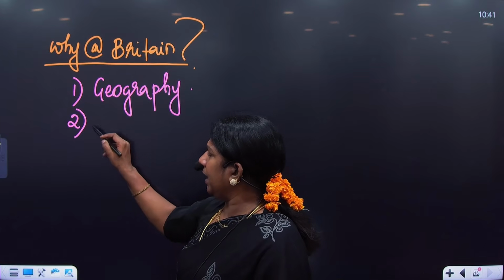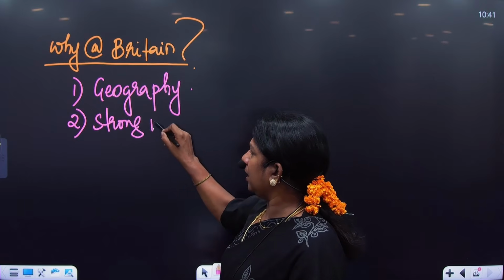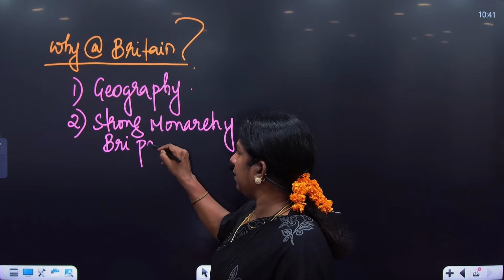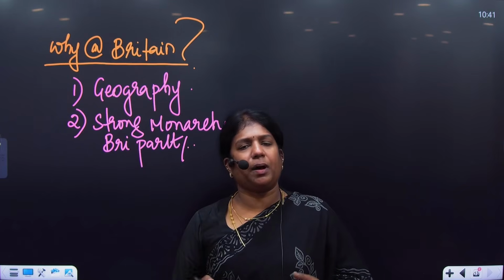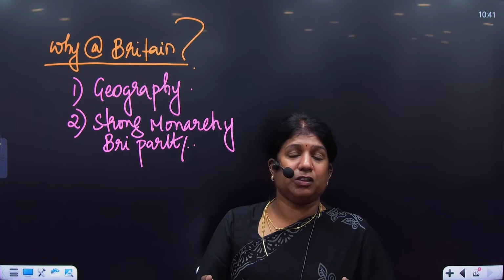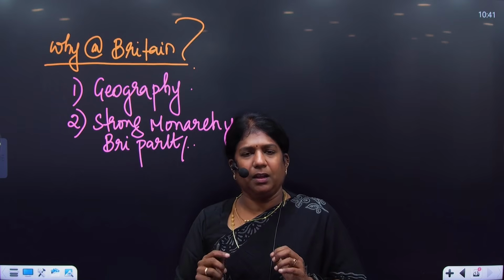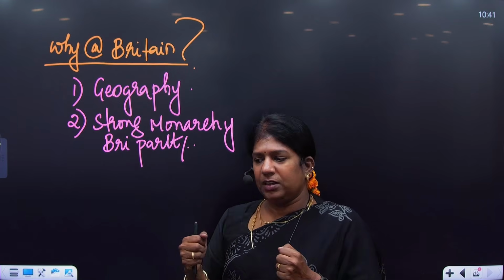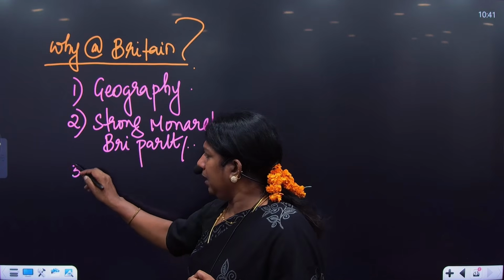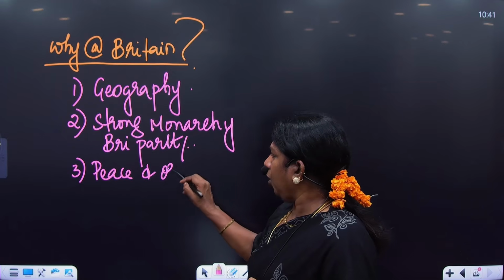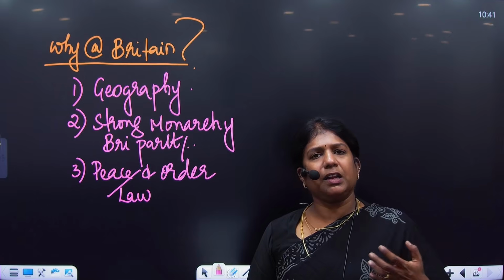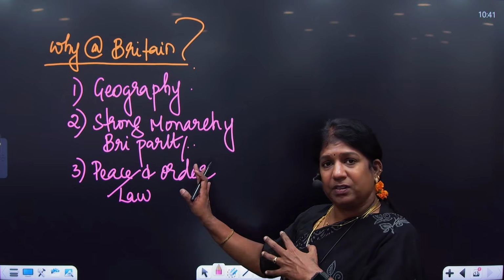The second reason was that she had a strong monarchy, with the existence of the British Parliament. The Parliament was so powerful that the House of Lords and the House of Commons collectively sat and framed policies for the country and the colonies as well. The rulers may go weak, but the Parliament was always very powerful. Since they had a strong monarchy, there was always peace and order, or you can say law and order, in Britain. For any country to thrive, you need law and order. So that was there in Britain.